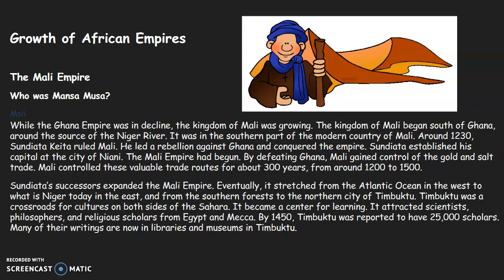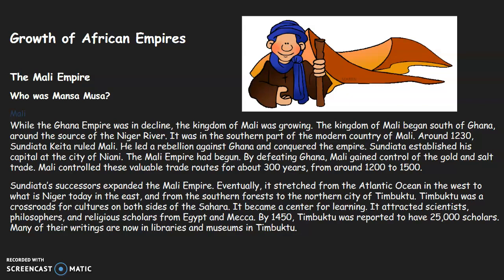The Mali Empire. Who was Mansa Musa? So, while the Ghana Empire was in decline, the Kingdom of Mali was growing. The Kingdom of Mali began south of Ghana, around the source of the Niger River. It was in the southern part of the modern country of Mali. Around 1230, Sundiata Keita ruled Mali. He led a rebellion against Ghana and conquered the empire. Sundiata established his capital city in Niani. The Mali Empire had begun.